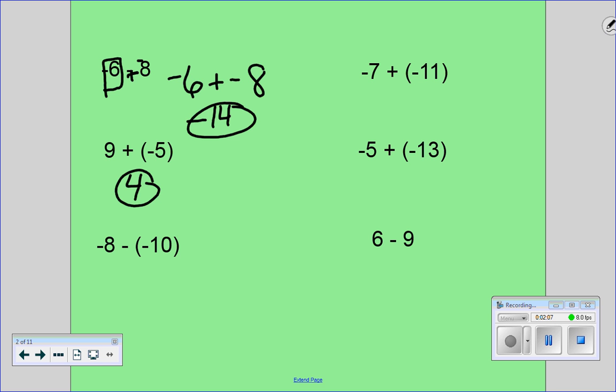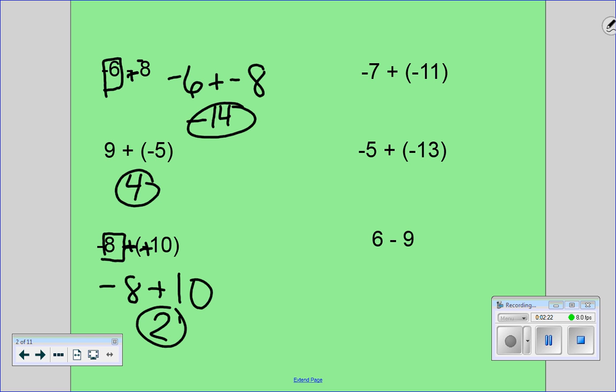Keep, change. So I'm going to keep this. I'm going to change this to an addition. I'm going to change this. So this is what it looks like. Negative 8 plus 10. What's negative 8 plus 10? Henry. 2. Good job. Nice work. 2. Let's go up here.